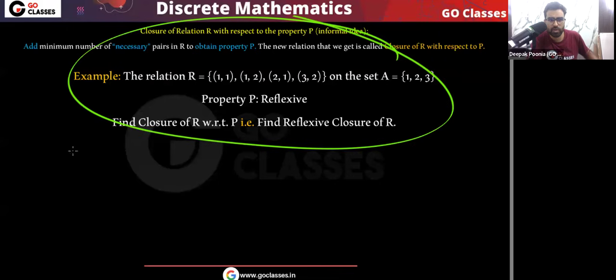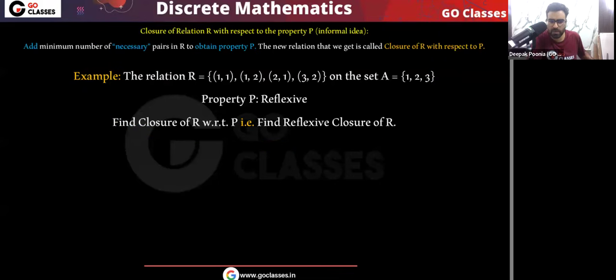Consider this example. Back to back, a lot of examples I am going to take. The relation R is given to you. You can see in a relation, every element is an ordered pair. So total, how many elements do we have in this relation R? Total 4 elements. We have this relation on set {1, 2, 3}, which is the base set on which this relation R is defined. So R contains total 4 ordered pairs.